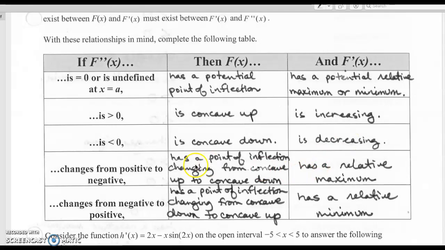The next one, again, we've already established that the original function has a point of inflection if the second derivative changes from positive to negative, but we haven't made this connection yet. We've made the connection between the function and its first derivative, but not between the first derivative and the second derivative. So that means the first derivative has a relative max, and this last one down here has a relative min for the same reasons.